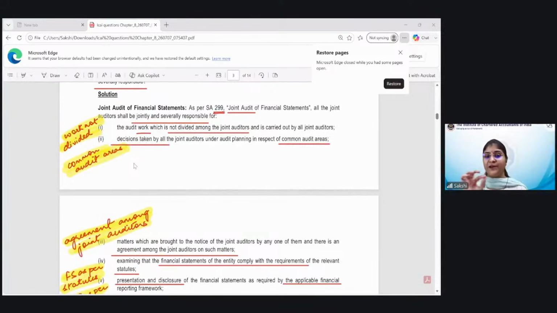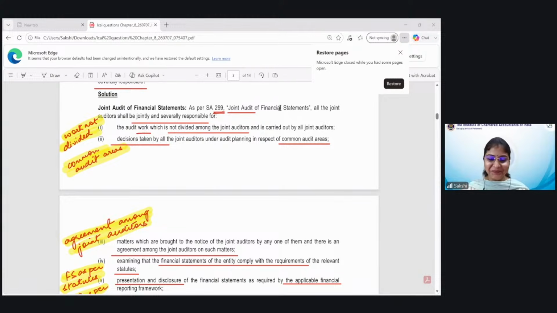Joint audit of financial statements, write this SA number 299. Never miss this out. Okay? I'm sure we have done the SAs so well that you will remember the numbers and names of the SAs. Do you remember? Just write down 5 SAs with the name and the number every day, and you see, at the end of your revision you have this entire bunch of SAs settled in your brain.